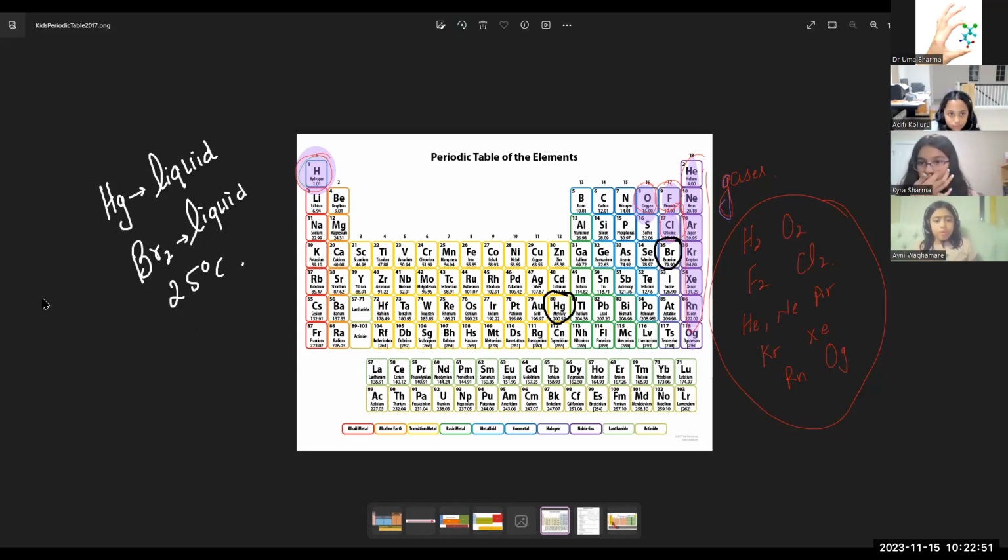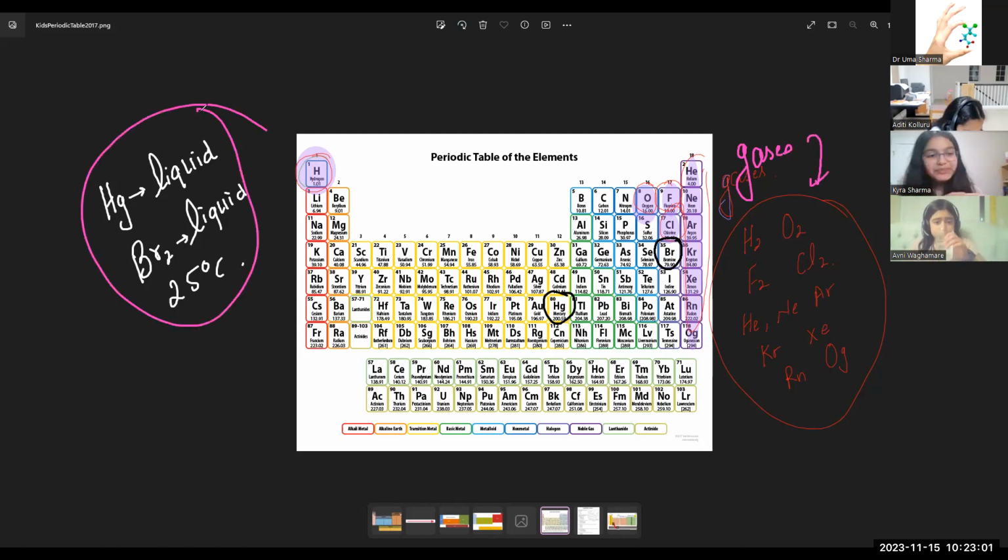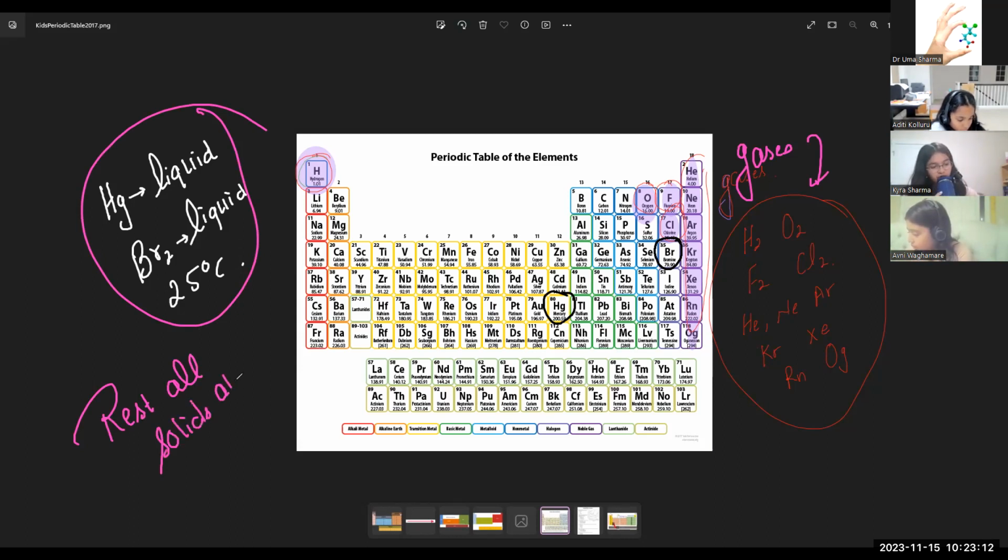Rest all are solids. These are gases. These are liquids. Rest all solids, at room temperature.